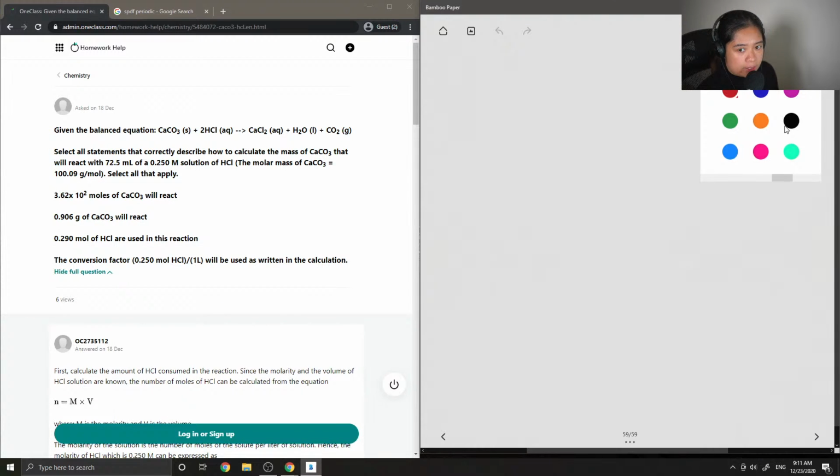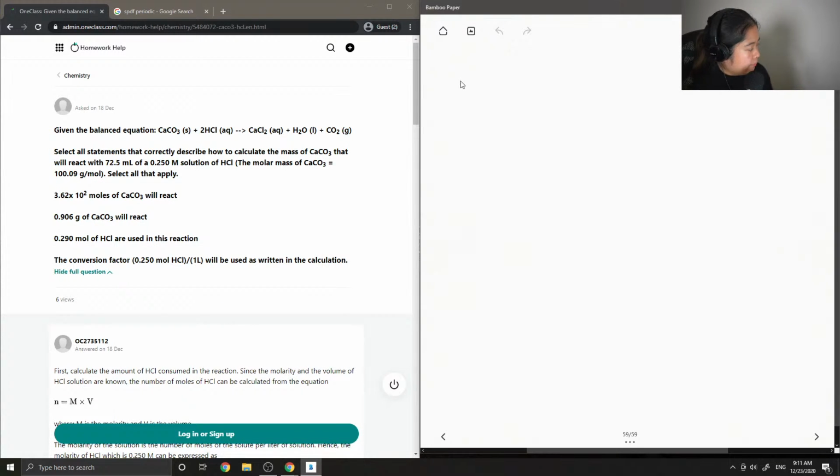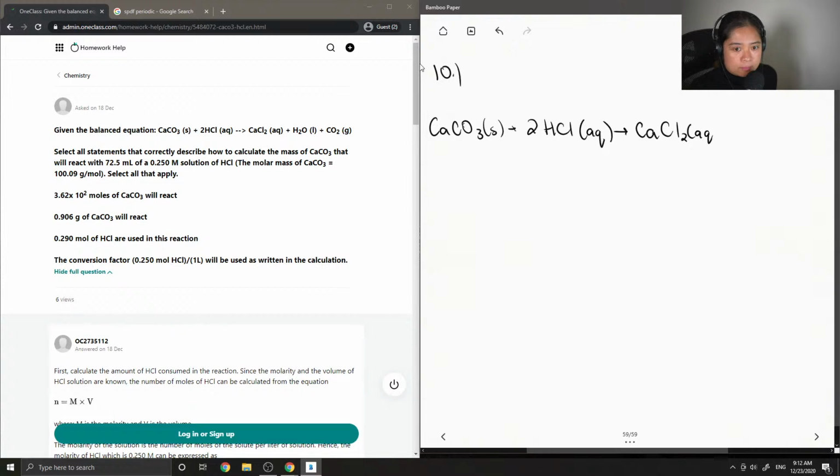Okay, so question 10. Given the balanced equation, so I'll write it down as well, we have calcium carbonate plus 2 hydrochloric acid makes calcium chloride plus H2O plus CO2.